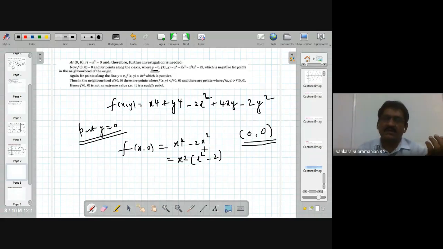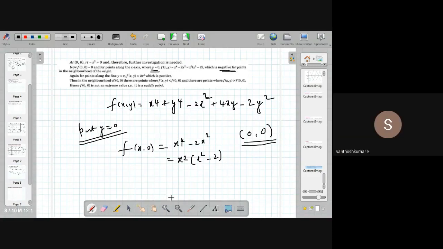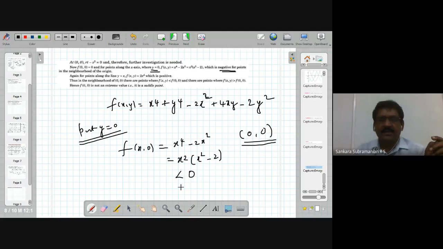0.1 whole square will be very, very small, less than 1. So this will be negative. Yes, that's what it is telling. It is negative in the neighborhood of the origin.